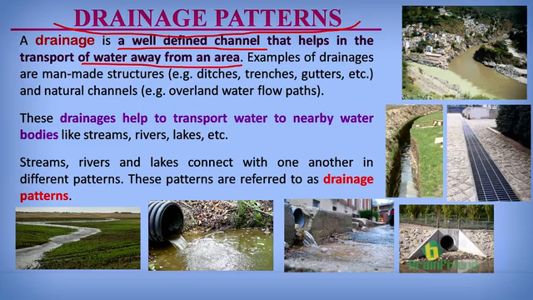We have some examples here. We have man-made structures such as ditches, trenches, gutters, and so on. We also have natural drainage channels like the overland water flow paths. This is a natural drainage pattern that is found naturally within an environment. You can see an example or an image of overland water flow path. This is found within every area.